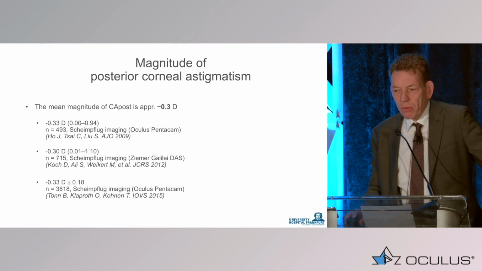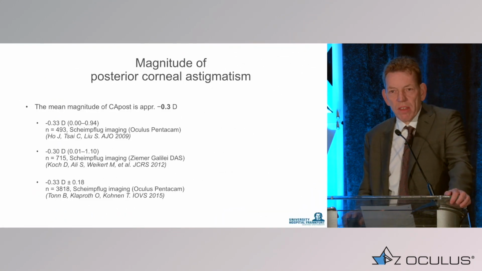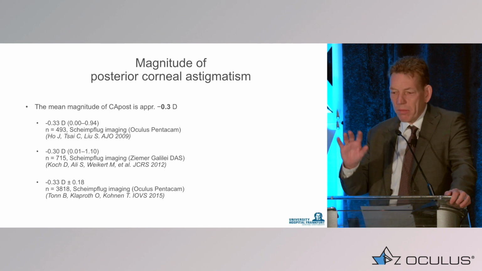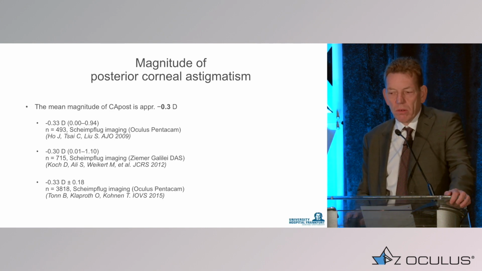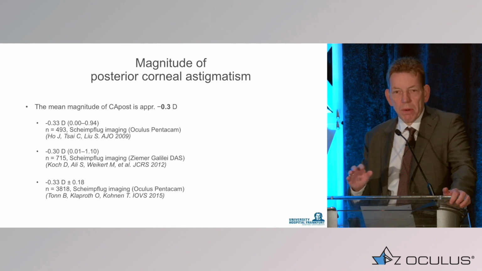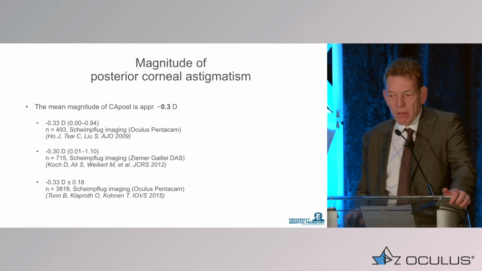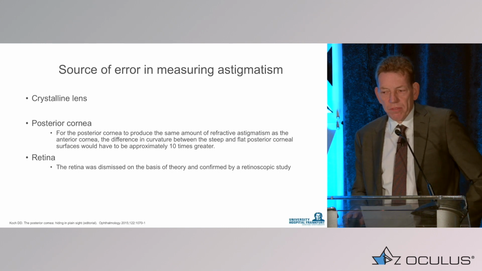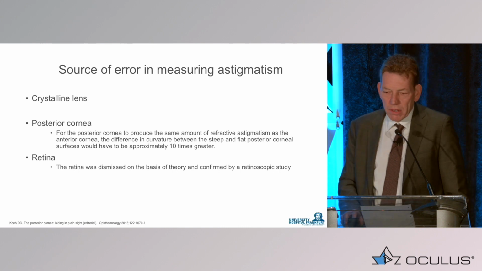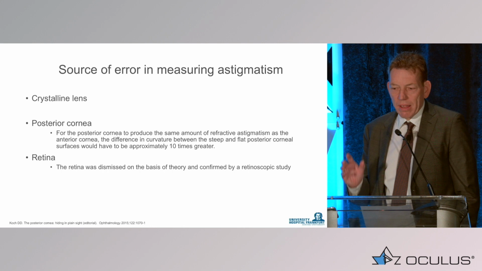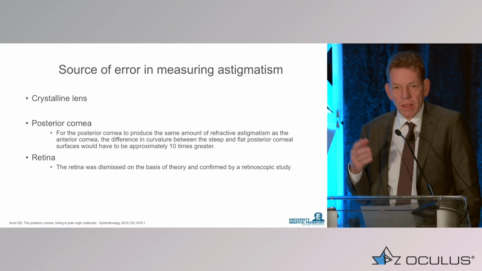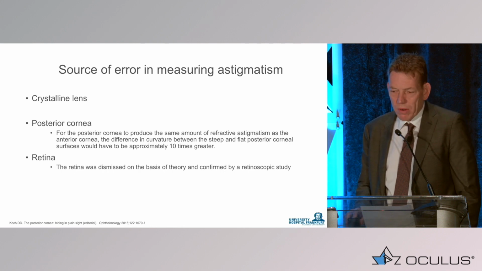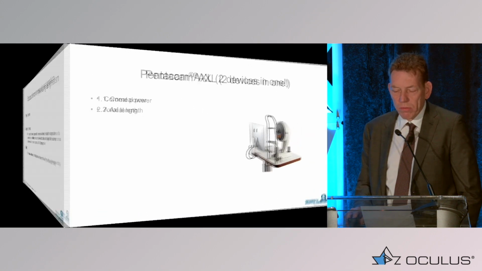The magnitude of the posterior corneal astigmatism, several studies have shown, and I just summarize, the mean magnitude of the posterior corneal astigmatism is minus 0.3 diopters, but that's just the mean because you have a spread of actual outcomes, as you can see in these 3 publications. The sources of error in measuring astigmatism, Doug Cook pointed this out nicely, can be the crystalline lens, the posterior cornea, as we just evaluated, and of course the retina or the image may also be a source, but maybe we concentrate on this.